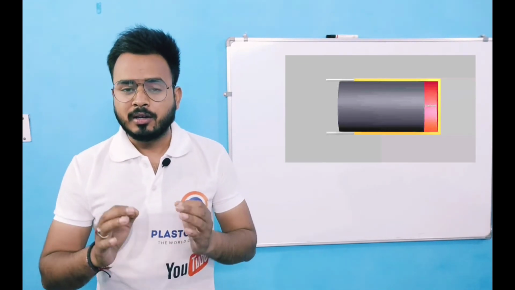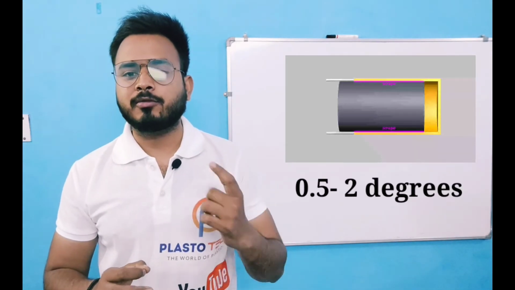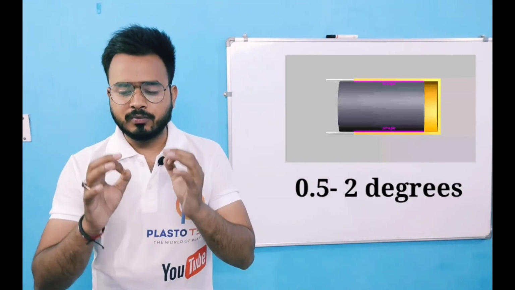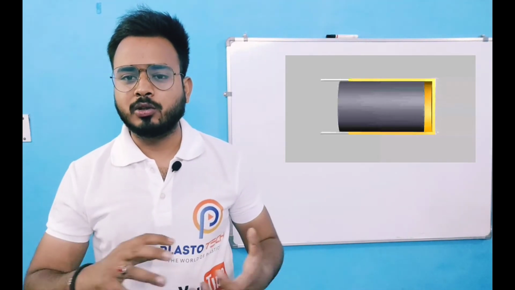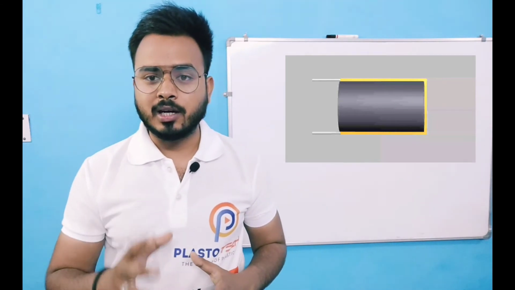The efficient draft angle is given from 0.5 to 2 degrees. Mostly we give this amount of draft angle, but sometimes due to a change in the product or the mold, we can change it also. So guys, let's start with the animation, and with its help you can better understand what this draft angle is and how we give the draft angle.